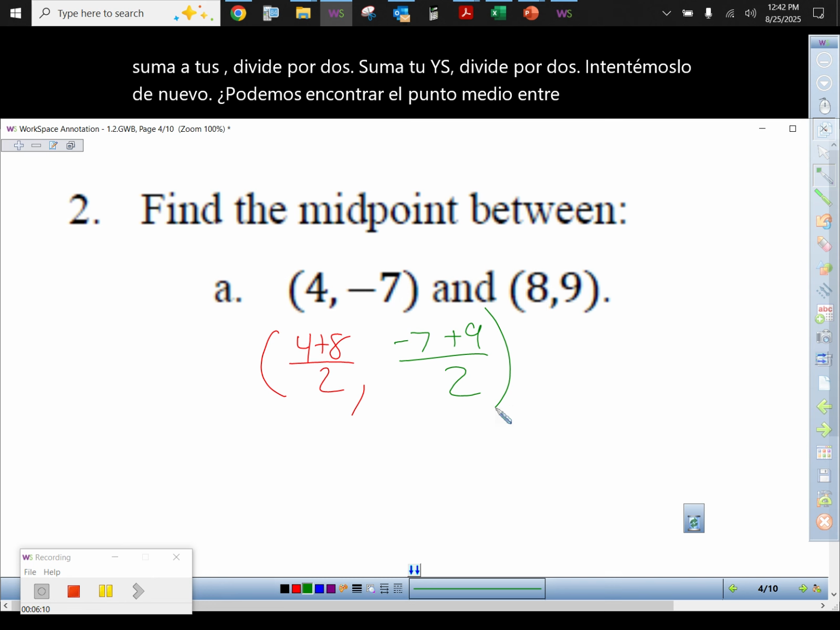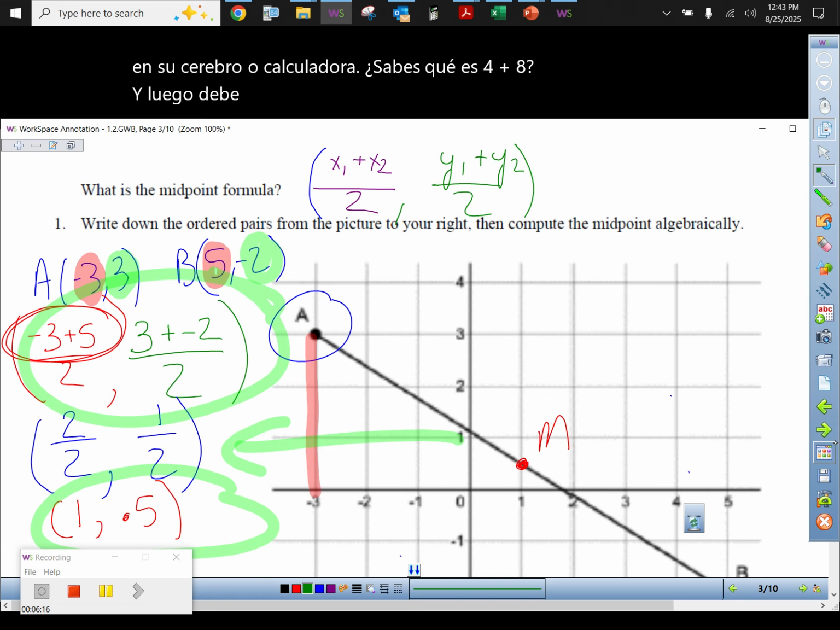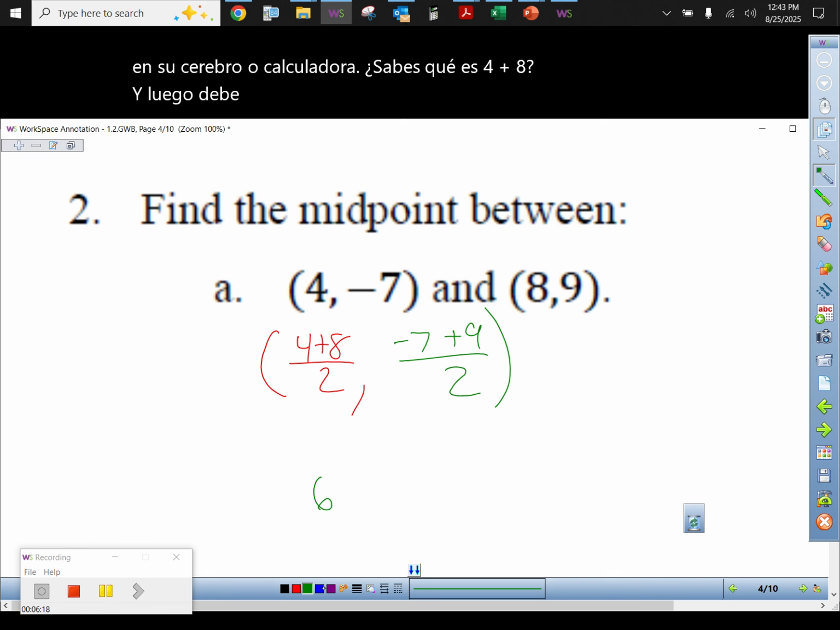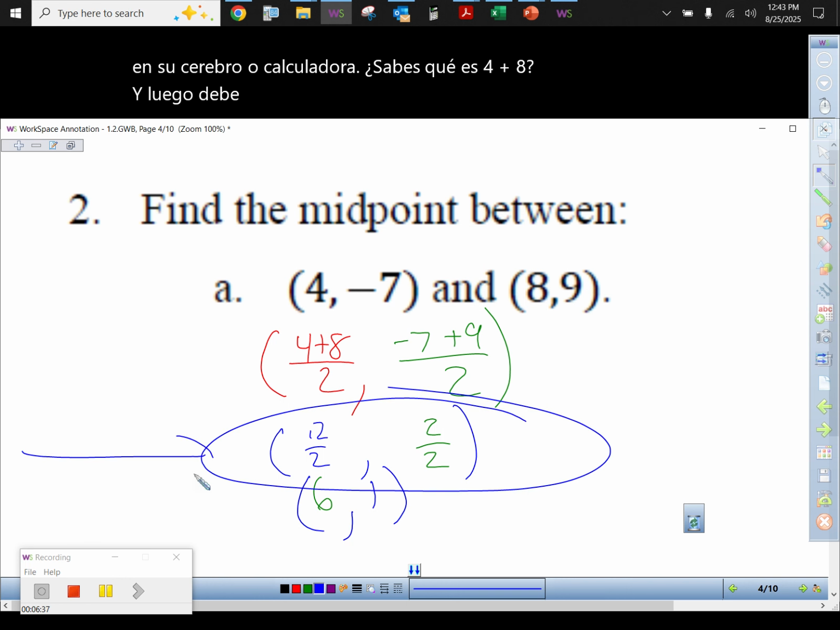Do you know what 4 plus 8 is? And then it needs to be divided by 2. You would have 6 right here, but if you needed this, 12 over 2, because you're just that person who says, okay, I don't want to skip a step, I want to see it's 12 over 2. And then up here, isn't it 2 over 2? Which is really how much? 1. So if you don't want to show this part, that's totally fine. But I want to see the setup, and I want to see the final answer. The midpoint of those two ordered pairs on a graph is at 6, 1.